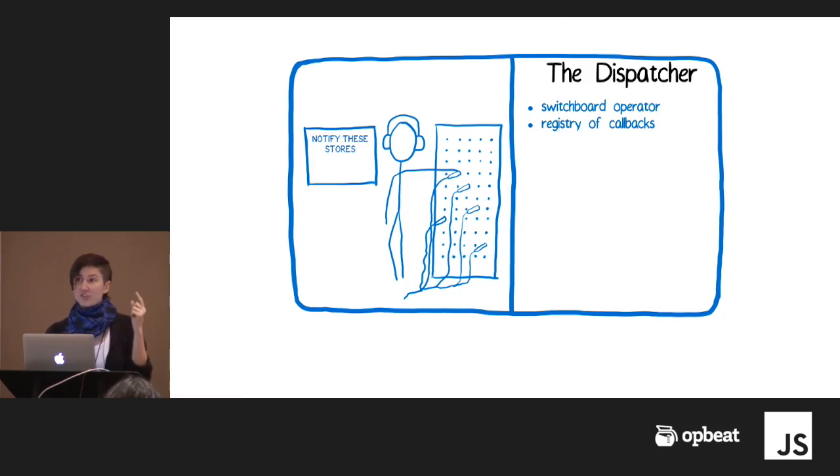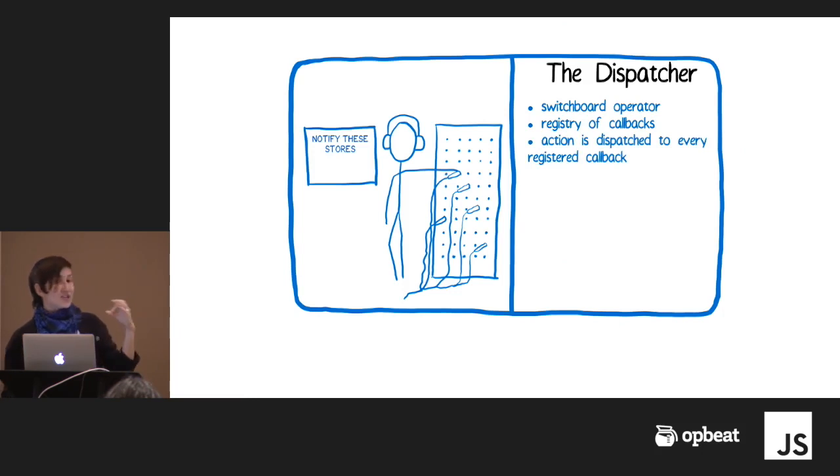Now, the Flux dispatcher is different from dispatchers in other systems, and it is different in that the action is dispatched to every single store. In other systems, a lot of times the dispatcher will allow you to subscribe to a certain set of actions. So your store might say, I only want to hear about message create actions, and the dispatcher will only send it that kind of action. Flux sends all of the actions to the store, and it's the store's responsibility to say, hey, I don't really care about this one, or I'm going to make a change based on this type.